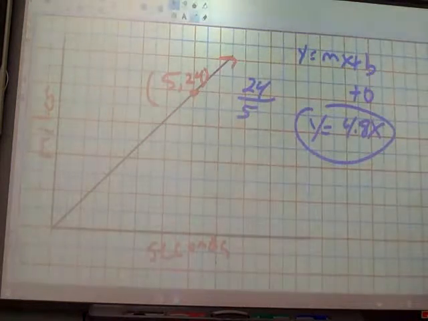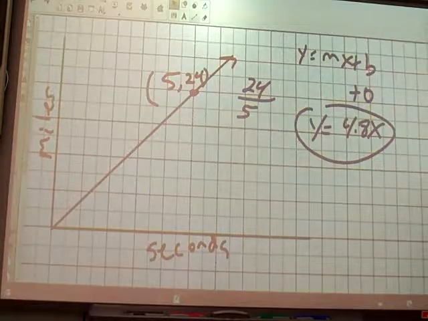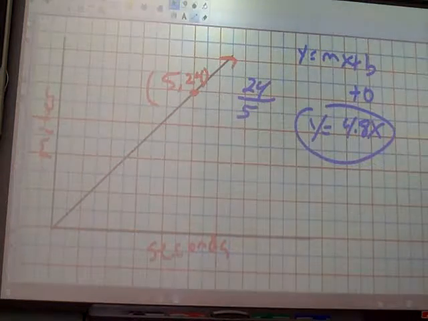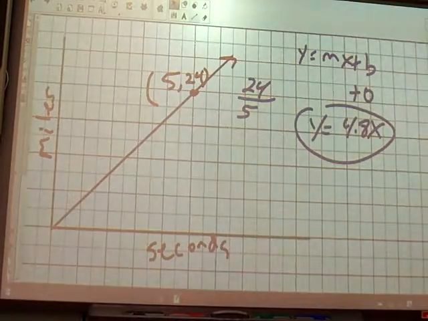4.8 miles. I'm seeing some head shakes. Is that wrong? Well, it's a little bit. It's not completely good yet. We're going to work on it.